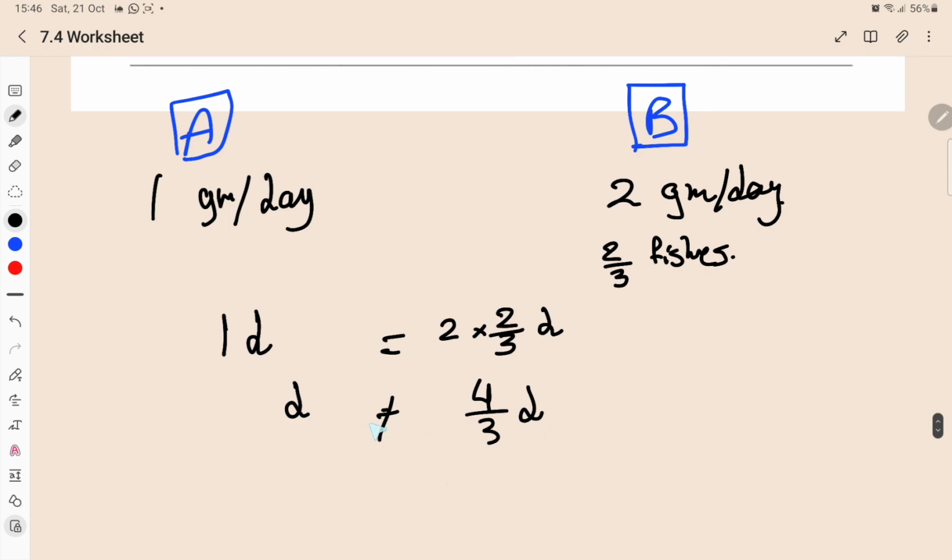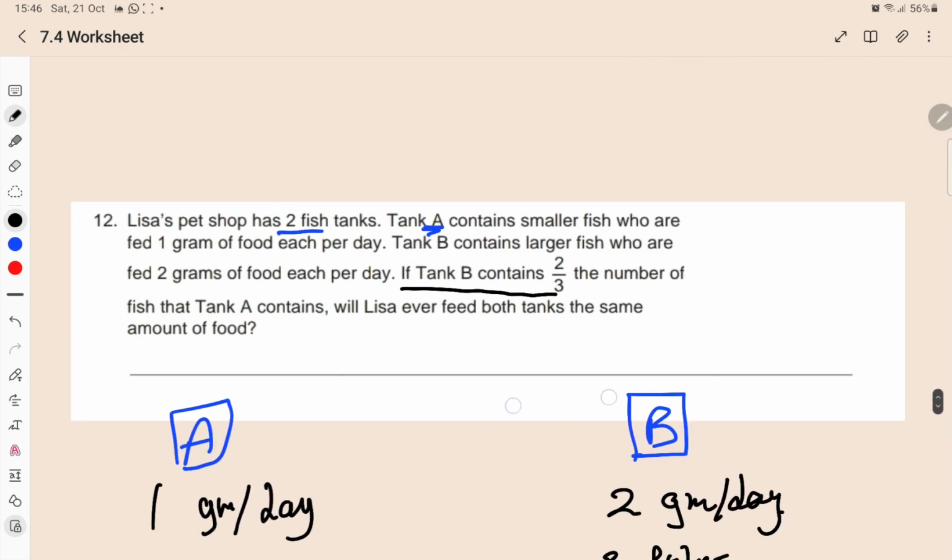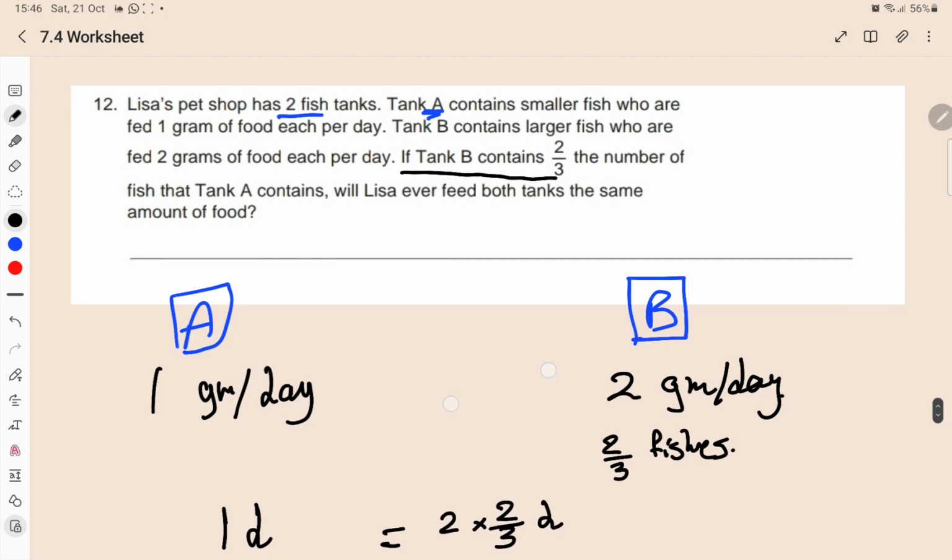Does it make sense? Will they be equal? Let's see. Here's divide by D, here's divide by D. So what would happen? This would cancel. So 1 is not equal to 4/3. So this is no solution and no way that both fishes will be fed the same amount of food.